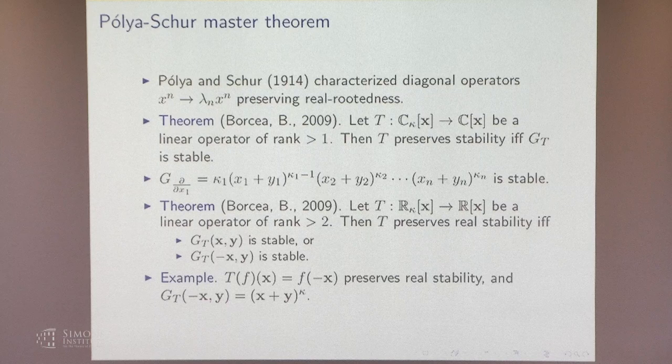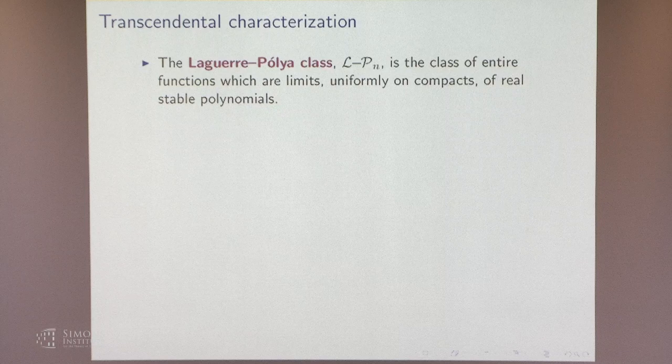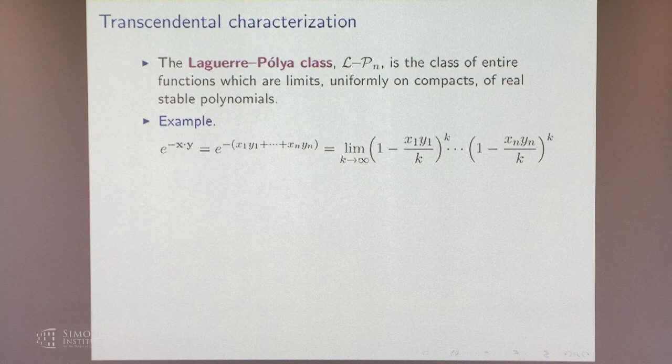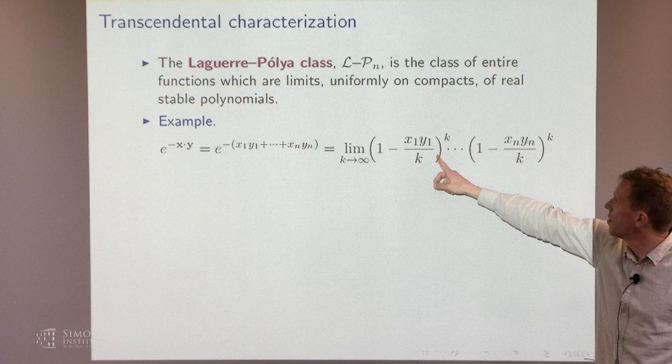And then one may go over to, if you want to consider not finite dimensional spaces of polynomials but infinite dimensional spaces, we look at the Laguerre-Pólya class. The Laguerre-Pólya class in n variables is the class of entire functions which are limits, uniformly on compact subsets of C^n, of real stable polynomials. So, for example, if we take e to the negative xy, this is the limit of these. Yes, right. And these are, as we saw before, these are.